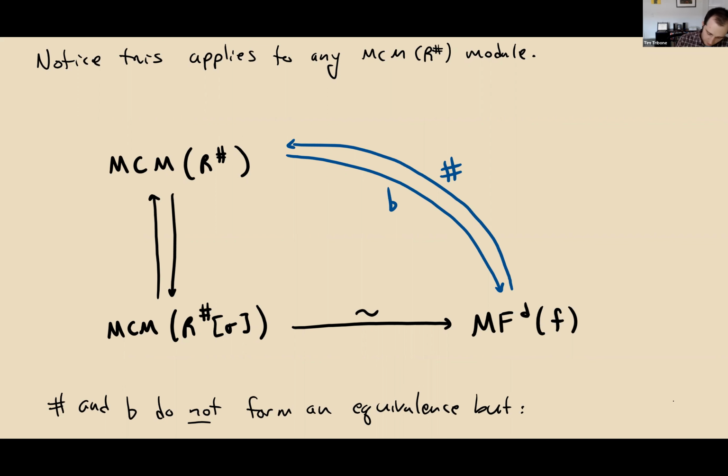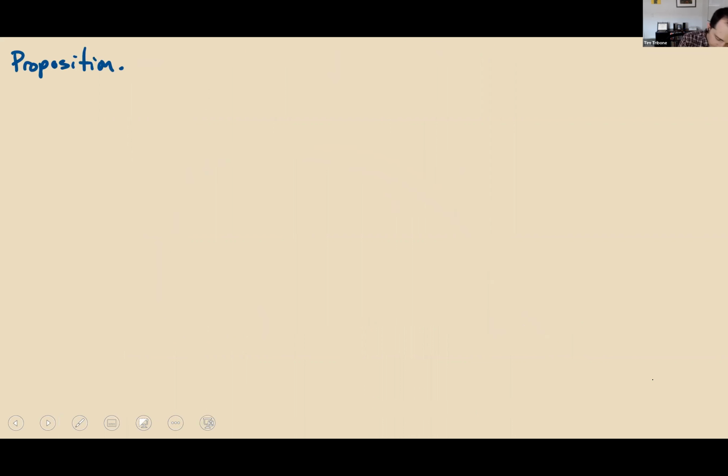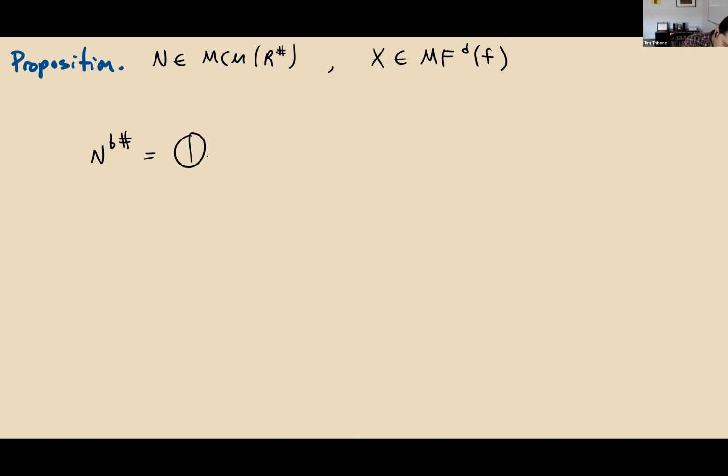But what they do is the following. So let's let N just be a good old-fashioned MCM module over this commutative hypersurface ring R sharp, and we're going to let X be a matrix factorization of F with D factors. And if you consider each of these functors in either order, so if you take N, you flat it to make it into a matrix factorization, and then you sharp it to send it back, what you get is a big direct sum. So you don't get back N because this does not form an equivalence, but you do get back N as a summand.